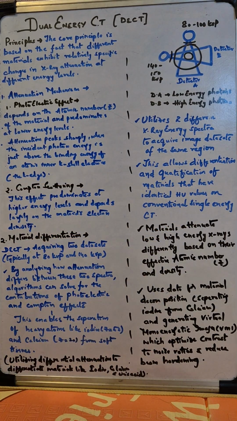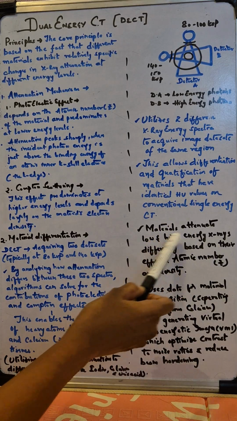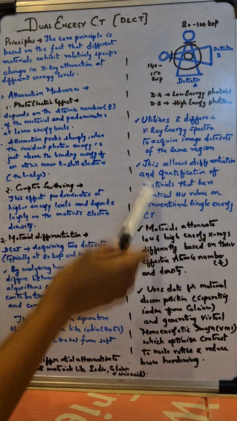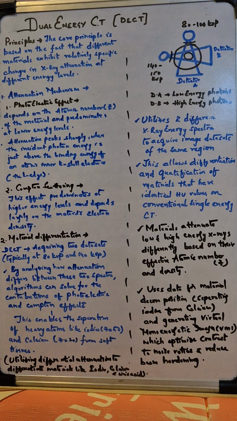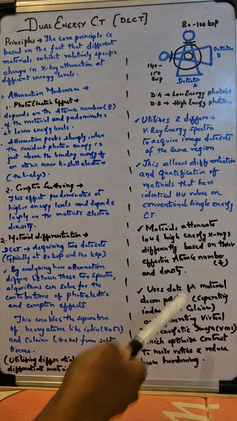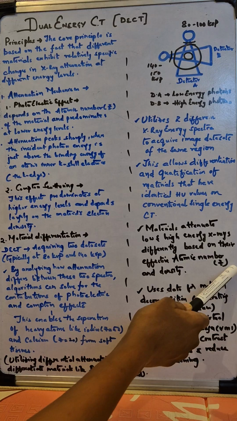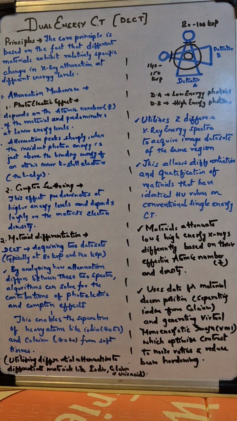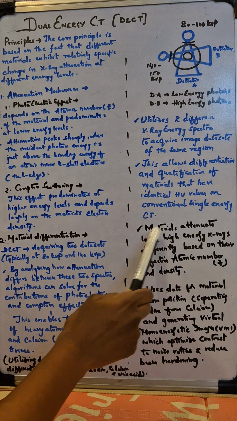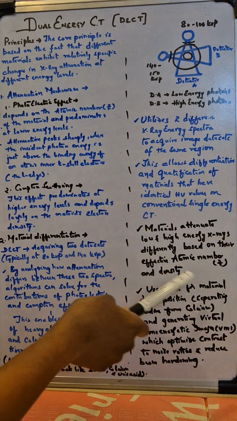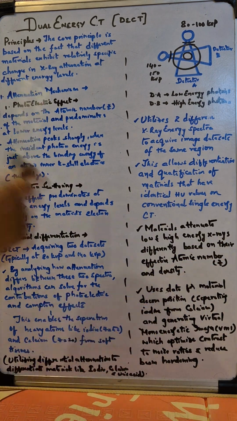Materials attenuate low and high energy X-rays differently. For low energy X-rays, they attenuate differently, and for high energy X-rays, they attenuate differently. This in turn is based on their atomic number and density. Remember, this sentence is important: materials attenuate low and high energy X-rays differently based on their HU, atomic number and density.